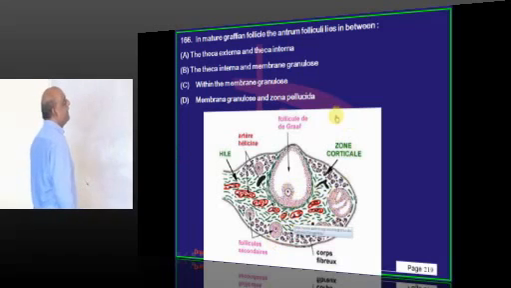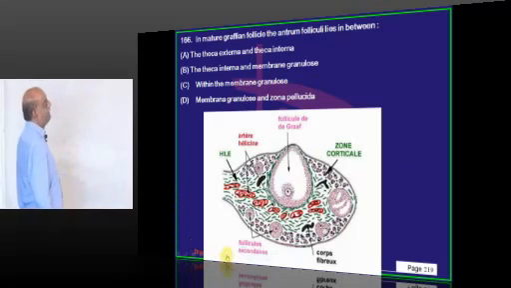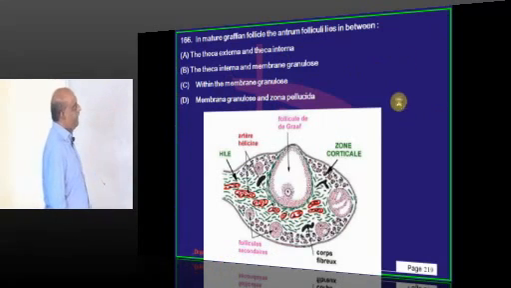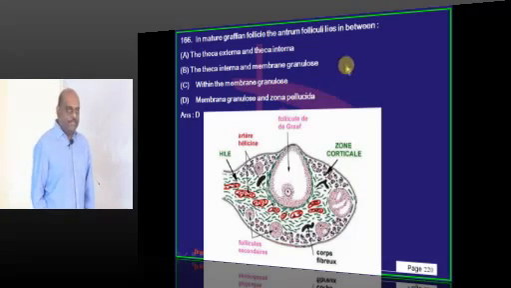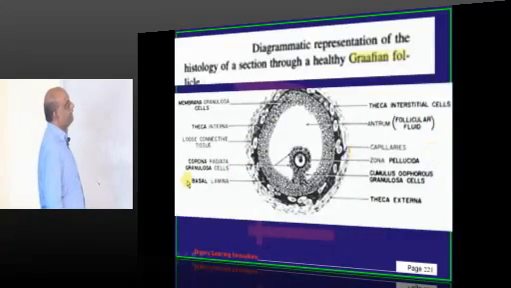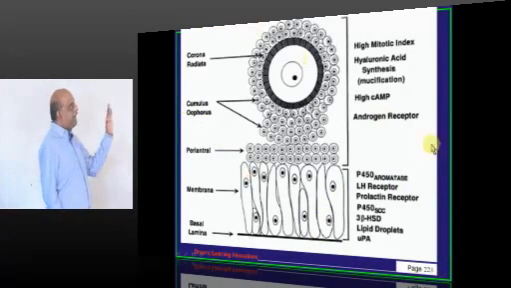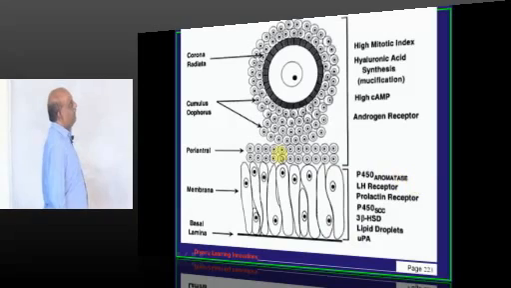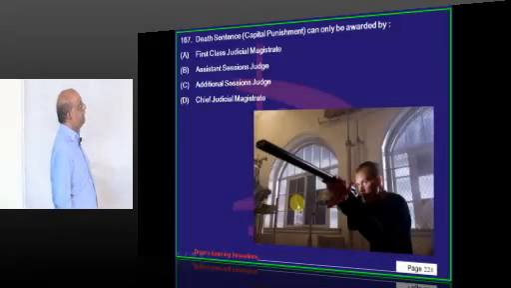But yeah, in a mature Graafian follicle, the antrum, where does it lie? It lies between the membrana granulosa and zona pellucida is what needs to be remembered. And this is a typical structure where you have corona radiata, cumulus oophorus, etc.